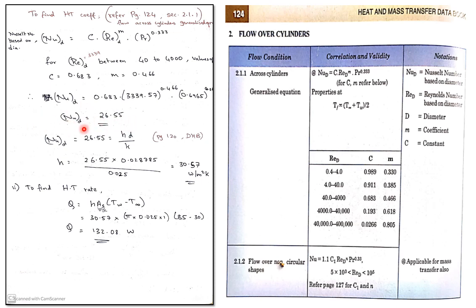Once you get the value of the Nusselt number, next step is to calculate the average heat transfer coefficient, that is hD by k. This formula you will get from page number 120. From here you can find the value of h, that is 30.57 watt per meter square Kelvin.